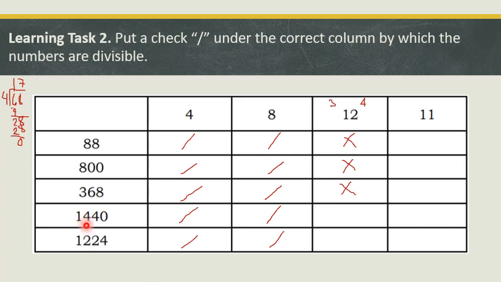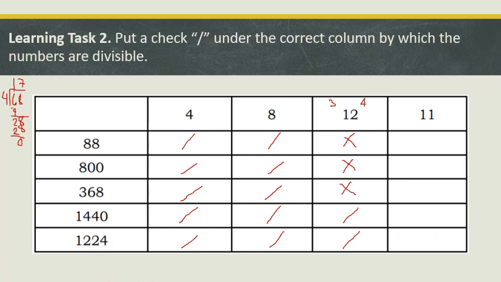How about 1,440? So, add nga natin. So, 1 plus 4 is 5, plus 4 is 9, plus 0 is 9. So, ang 9 po ba ay nasa skip counting by 3? So, 3, 6, 9. So, ibig sabihin, divisible siya sa 3, divisible din siya sa 4, so siya po ay divisible sa 12. Then, 1,224. So, 1 plus 2 is 3, plus 2 is 5, plus 4 is 9. So, 9 din po. So, yun po ay divisible sa 3. So, kung divisible siya sa 3 and divisible siya sa 4, so divisible din siya sa 12.